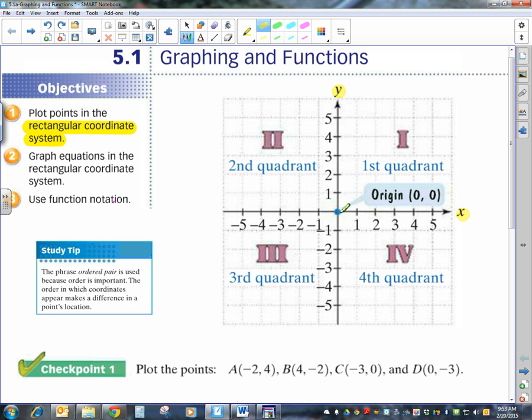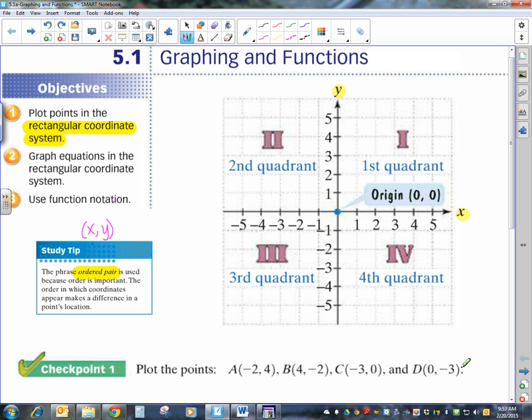And remember, as we go right and up, our numbers are positive, and as we go left and down, our numbers are negative. The other thing you need to remember is that we have ordered pairs. Our ordered pairs in a general form are x comma y. It is an ordered pair because the order is important. The number that comes first tells us which direction to go, left or right, and the number that comes second tells us the direction to go up or down.